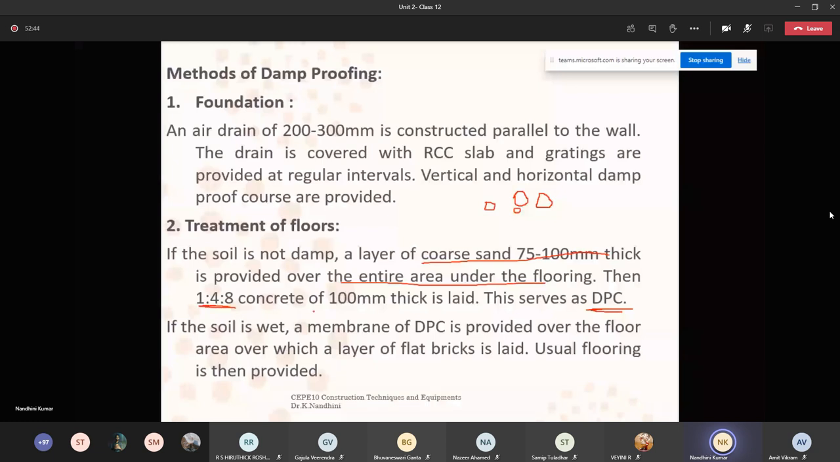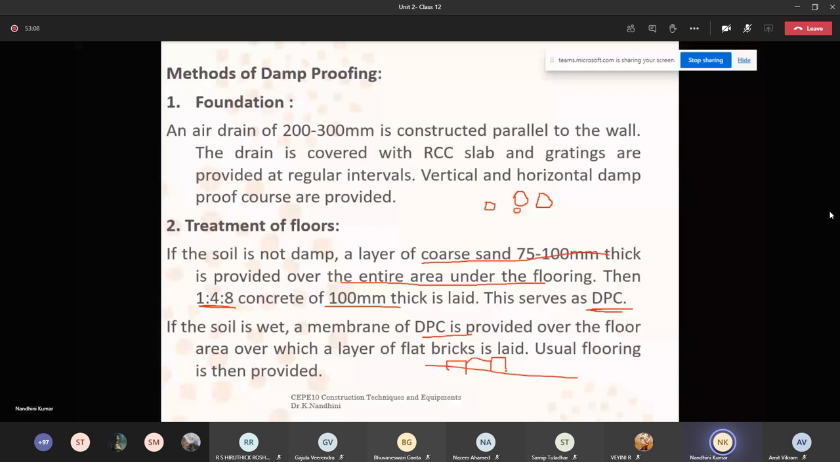If the soil is wet, a layer of DPC is provided over the floor area, over which a layer of flat bricks is laid. Usual flooring is then provided. After this DPC layer, you are going to provide a brick layer. I'll tell you where the first point and the second point is practically applicable.